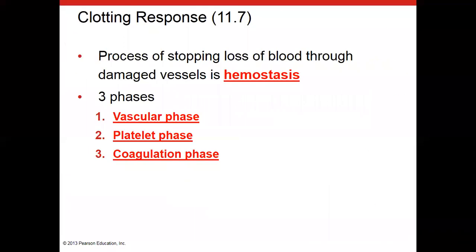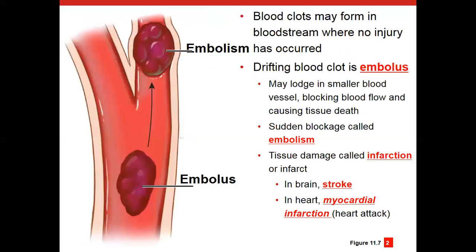The three phases of hemostasis: the vascular phase happens in the blood vessel, and the blood vessel constricts to prevent blood loss. Then platelets come in and form a plug in the damaged vessel. It's called a platelet plug. They clot to form this plug and cut off blood loss from the blood vessel. And then the coagulation phase is the phase where the damaged blood vessel gets repaired. So those three phases are really important.